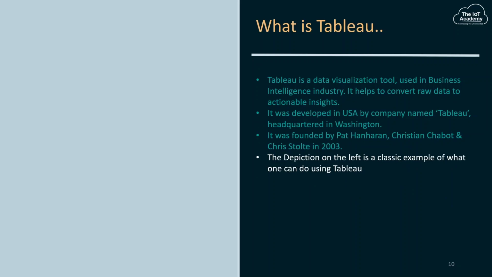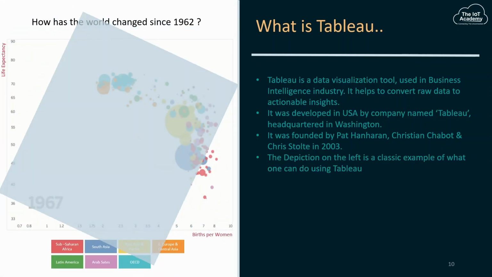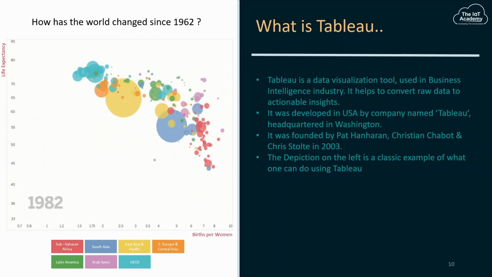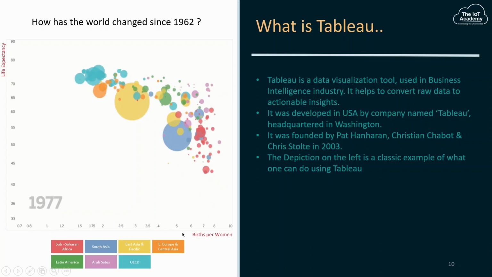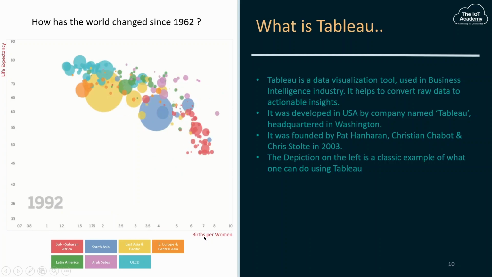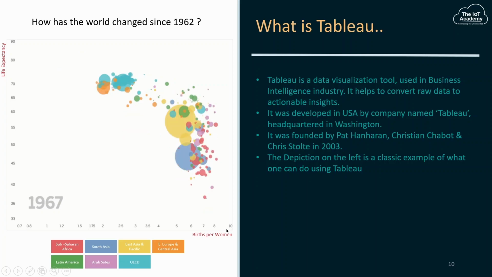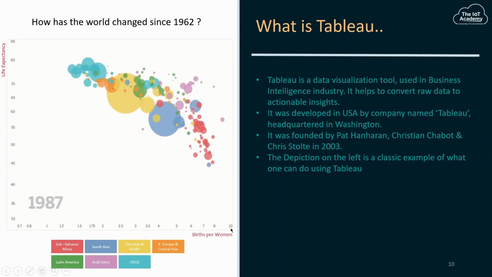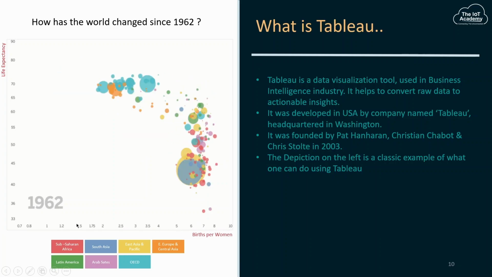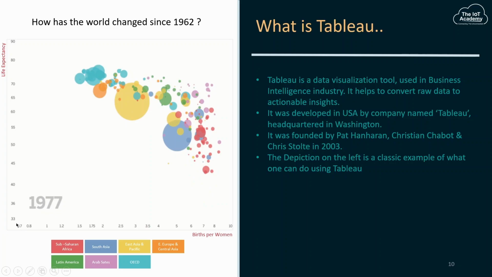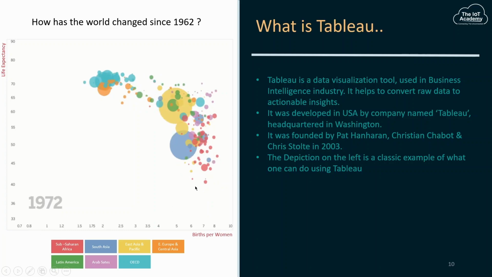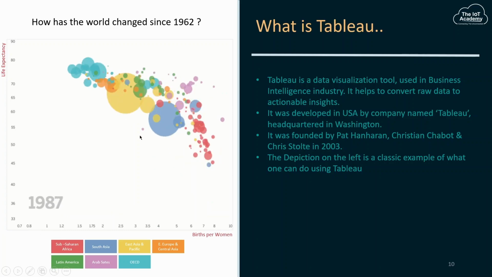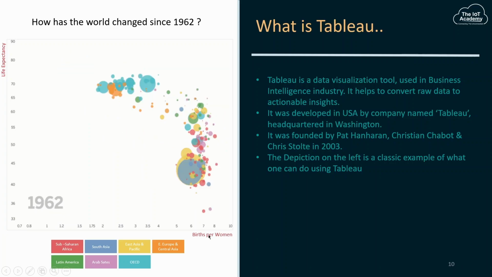The depiction on the left is a classic example of what one can do using Tableau. In this graph, you can observe that the x-axis is showing us births per woman, and this is in decreasing order, in the sense that starting from 10, the values are reducing, and on the y-axis we are showing life expectancy. You'll also observe that this graph is moving to the left, which is indicating that births per woman are decreasing.